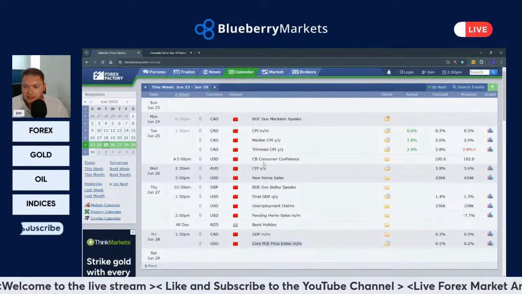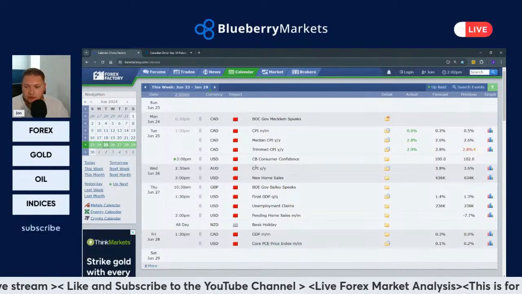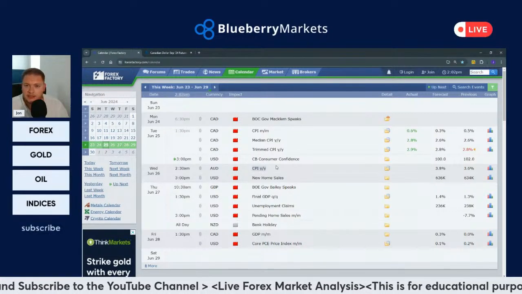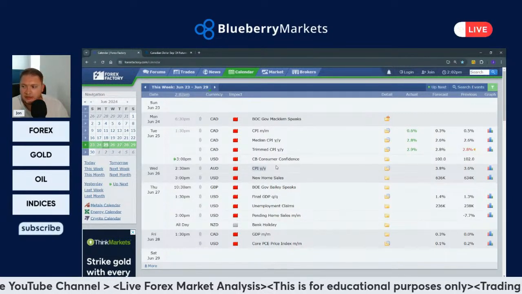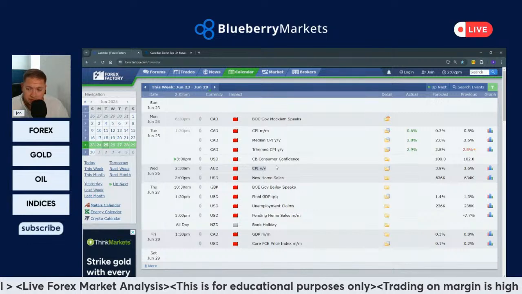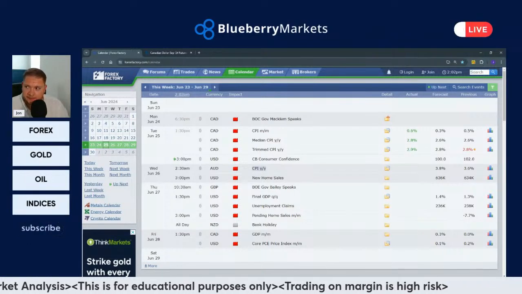So right now we've got CPI data coming out, but this Australian one is interesting to me as well. It means that maybe I want to be a buyer of the Australian dollar, buyer of the Canadian dollar at the moment. I quite like that, and that's why I'm trading it.